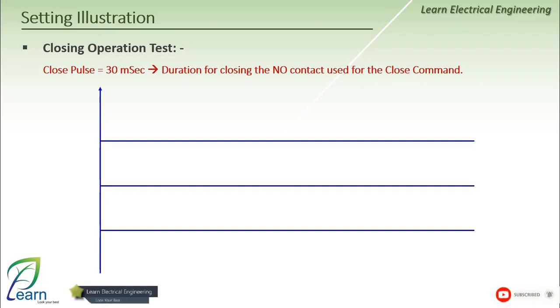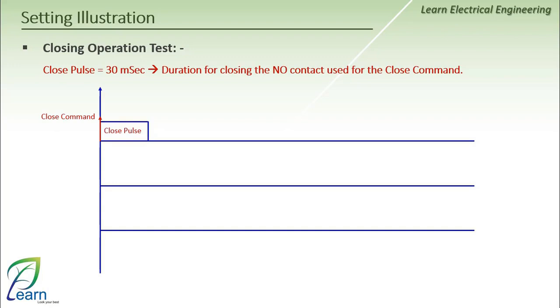Now, when I start the close command for the circuit breaker through the breaker analyzer, the normal open contact responsible for the close command will then engage, which in turn delivers the control supply voltage to the circuit breaker's closing coil. This command lasts for a period equal to the close pulse. During the close pulse, the close coil is at high voltage, which is the control supply voltage.